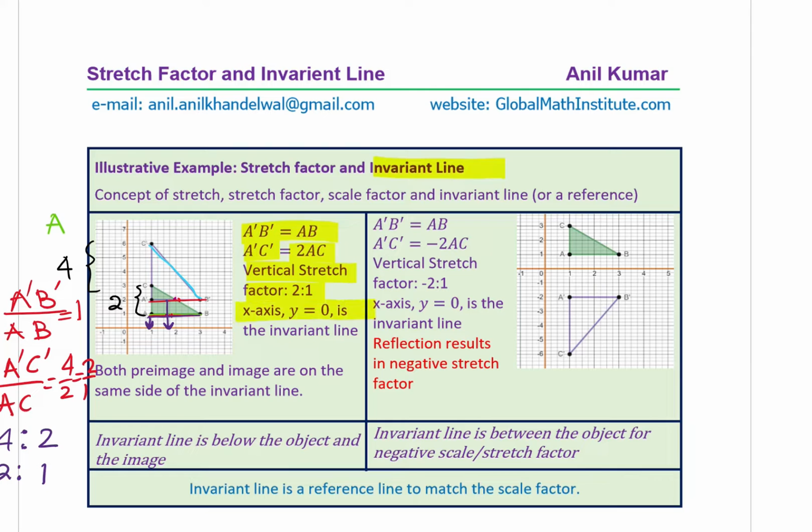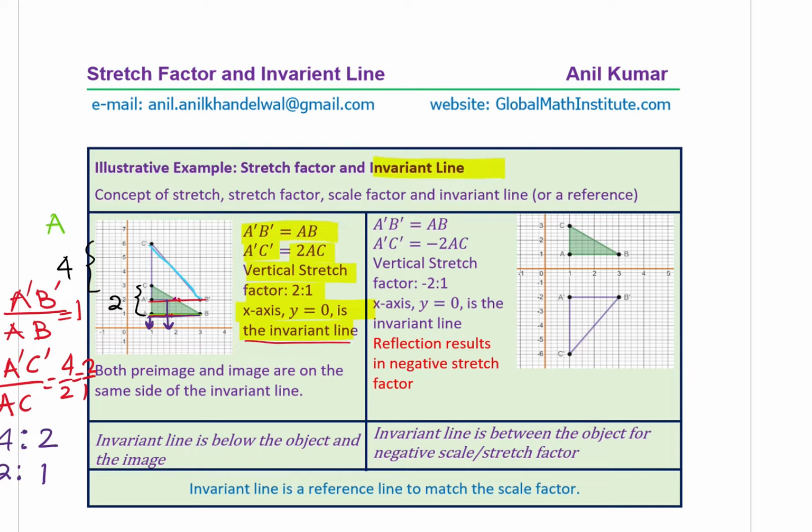So if you see from the x-axis, which is y equals 0, we find that the mapped points on the image are twice as far as they are on the original or the pre-image object, the triangle in this case. So the line y equals 0, or the x-axis in this case, is treated as the invariant line. Do you get this point?